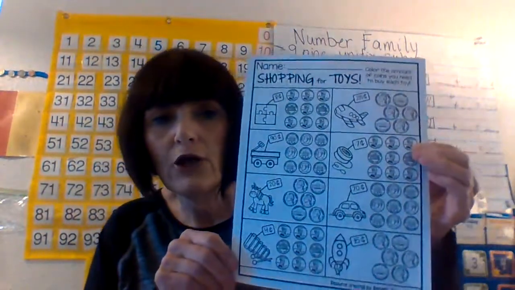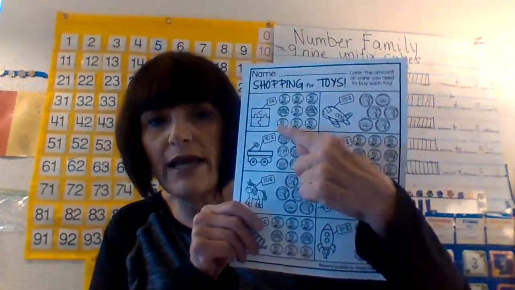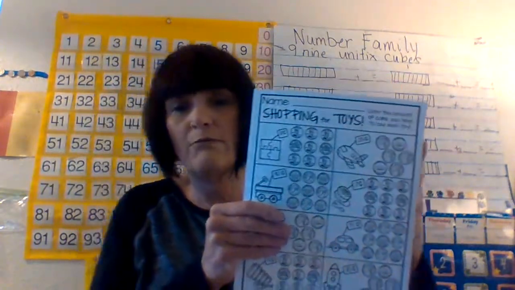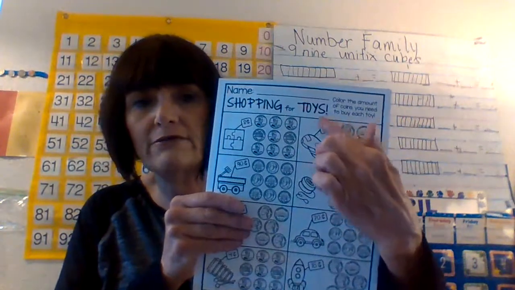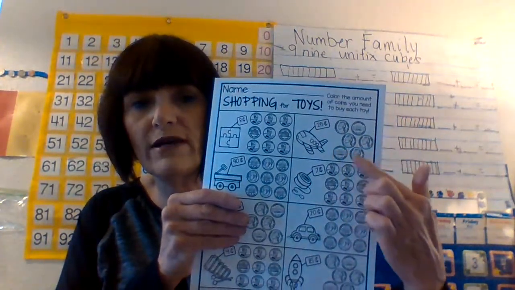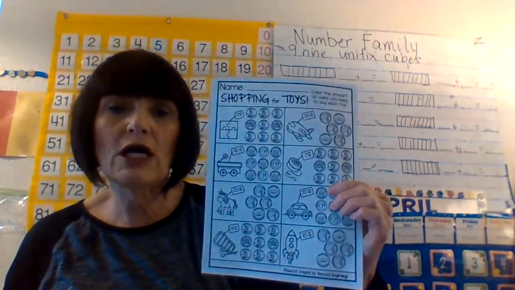Shopping for toys is the next paper. You have to decide how much this little airplane will equal. There's pennies, there's nickels, there's dimes on this paper, so you have to remember what to count by: ones, fives, or tens. This little airplane has a price tag of 25 cents. 5, 10, 15, 20, 25, 30. Should I circle all those nickels or just most of them?